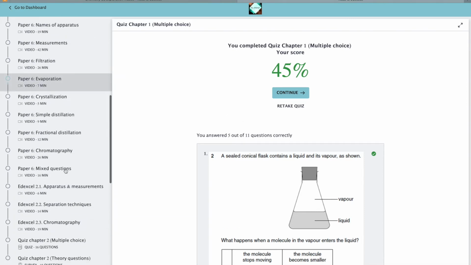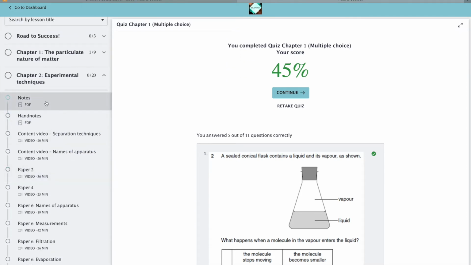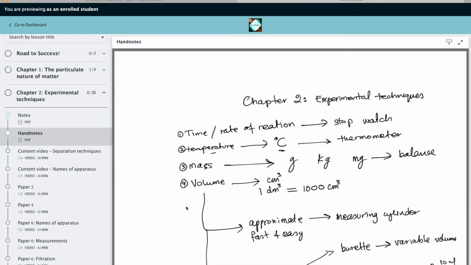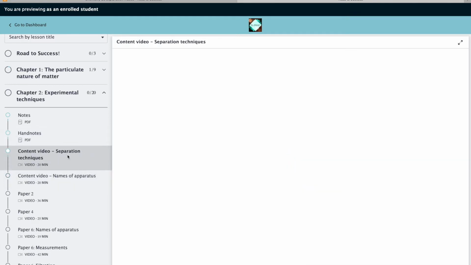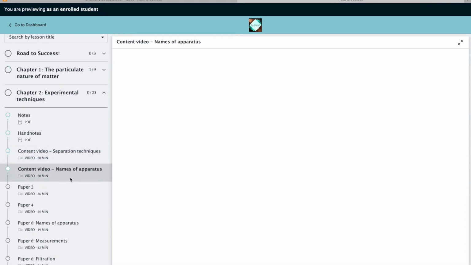Chapter 2 is pretty big. But don't get overwhelmed, these are all short videos. So again, the first document is the notes. The second one is the hand notes that I wrote while explaining this chapter. And then the content video. Sometimes there's only one video, sometimes there's more. So in this case, I have 2 content videos.